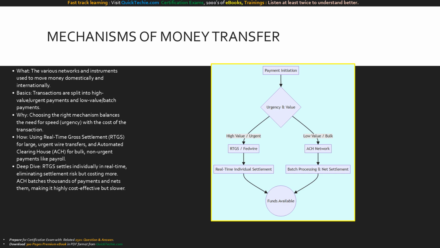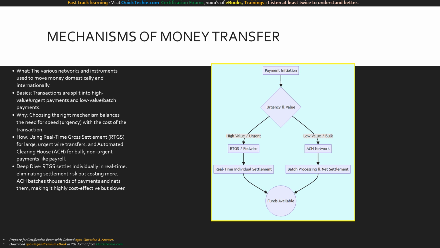In our deep dive, the distinction is clear. RTGS settles each payment individually in real time, completely eliminating settlement risk. ACH, on the other hand, groups thousands of payments together and settles them in batches, which is incredibly cheap but takes a day or 2 to clear.